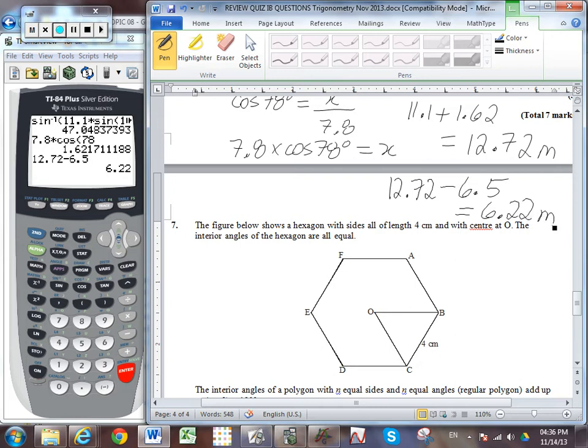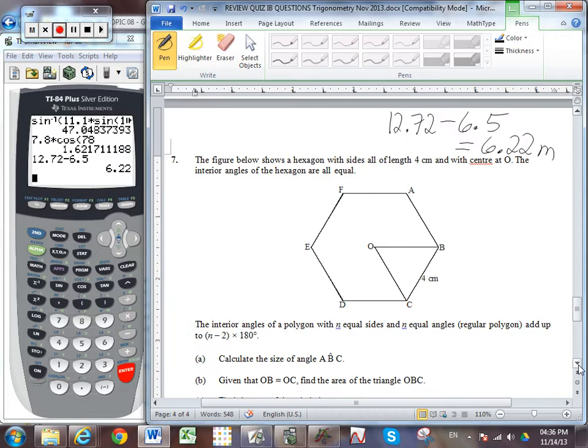Alright, number 7. Got a hexagon. All sides have got a length of 4 centimeters. Now the interior angles of a hexagon are all equal, and so if you imagined completing this hexagon, all of these 360 degrees split into 6 equal pieces makes them 60 degrees apiece. So it says to calculate the value of angle ABC. So if this is 60 degrees, and obviously these angles will be the same, so the remaining 120 degrees has got to be split equally.